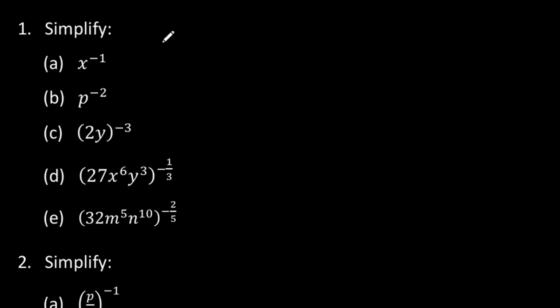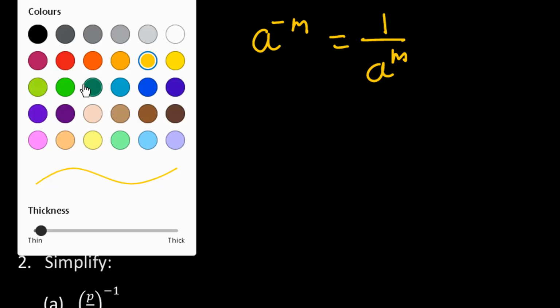The first question in this tutorial deals with the exponential law that says a to the power of negative m equals 1 over a to the m. In other words, when we have a negative power, we can use this law to make the power positive. Let's look at a.